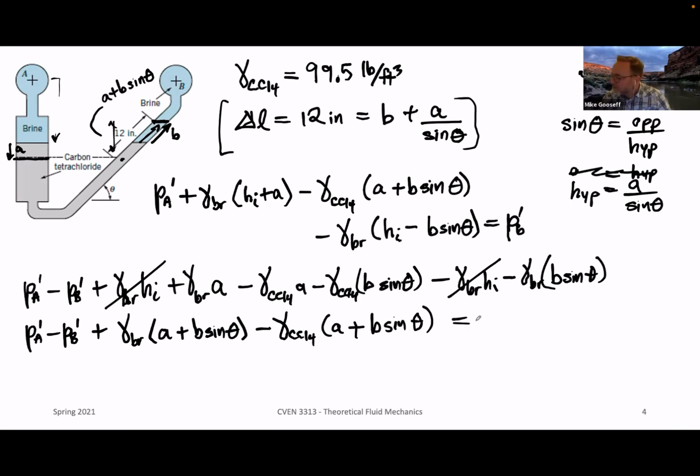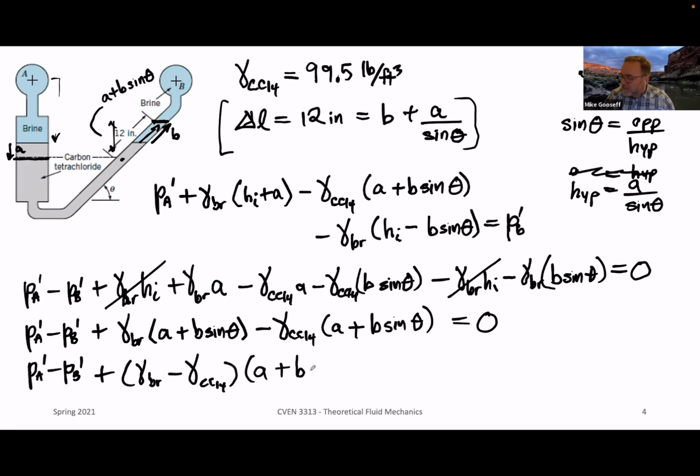Then gives us, I forgot to complete this up here. This is equal to 0 because we moved the PB prime to the left-hand side, so this is also equal to 0. We put that there. We note then that we could group this one more time because A plus B sine theta is in both of these terms here. So PA prime minus PB prime plus, now I'm going to group this and say gamma BR minus gamma CCl4, we multiply by A plus B sine theta equals 0.